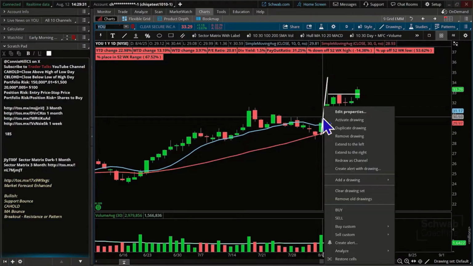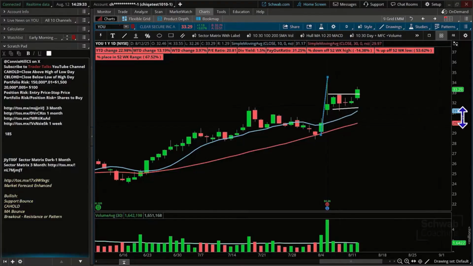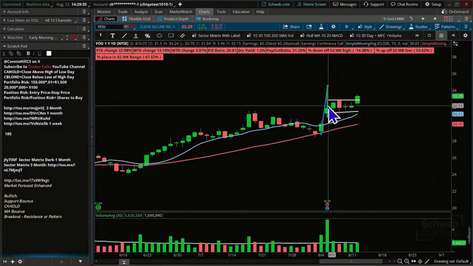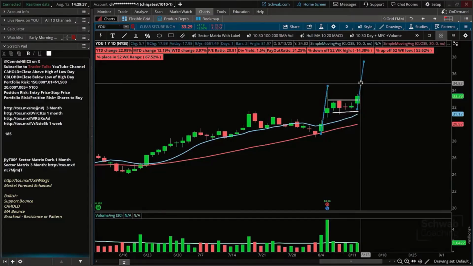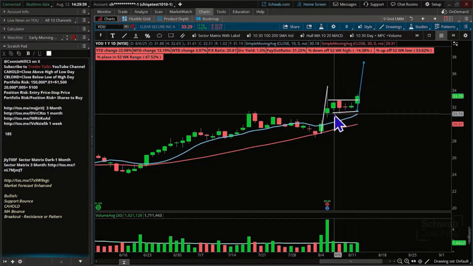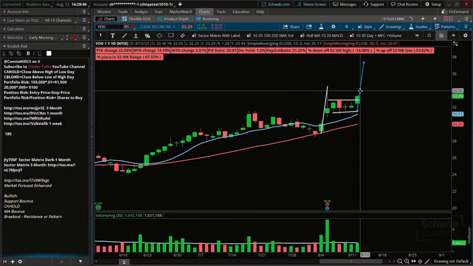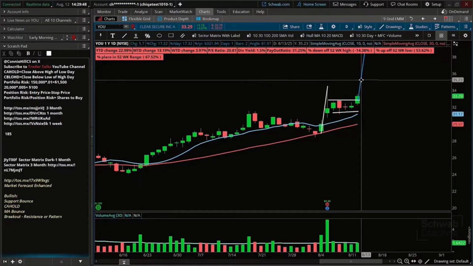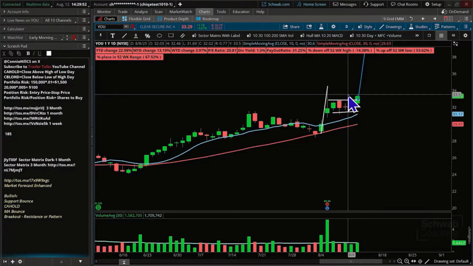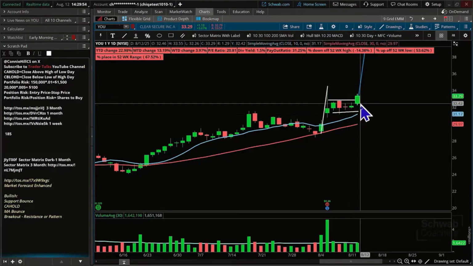Okay, so I'm going to duplicate the drawing. There's 2 ways you can place the drawing. One is to place it kind of at the bottom end of your flag consolidation area. That would be the most conservative target. The other way we can do it is we can place it right here at the breakout area, kind of just where your eye sees it. And you can see it gives it a little bit more of an aggressive target here.